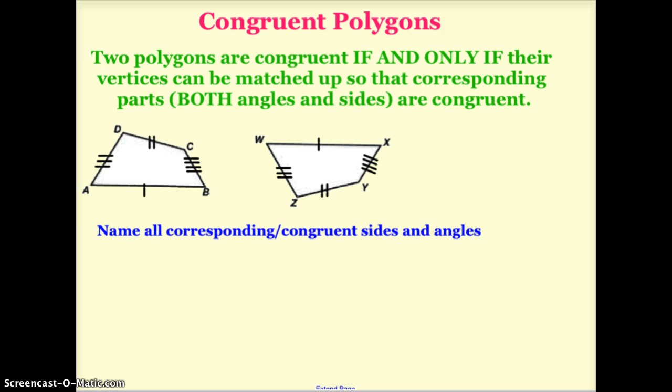Congruent polygons are the same thing as congruent triangles. 2 polygons are congruent if and only if their vertices can be matched up so that the corresponding parts, both the angles and the sides, are congruent. Please name all the corresponding congruent sides and angles for those 2 figures. Pause the video, do it now.